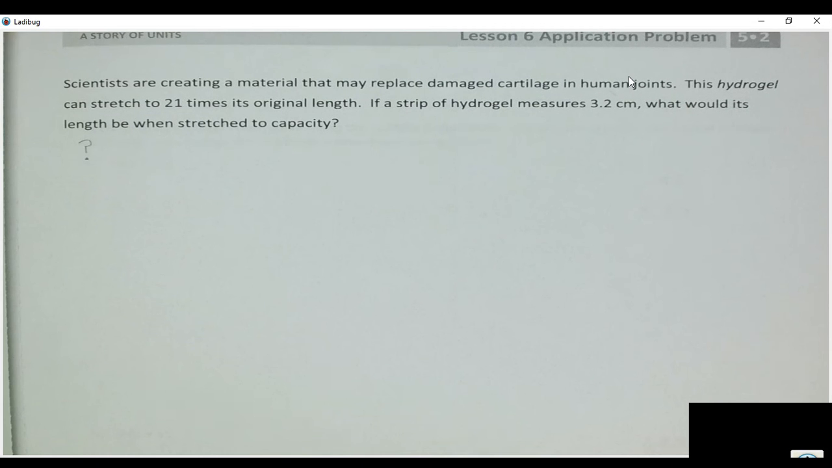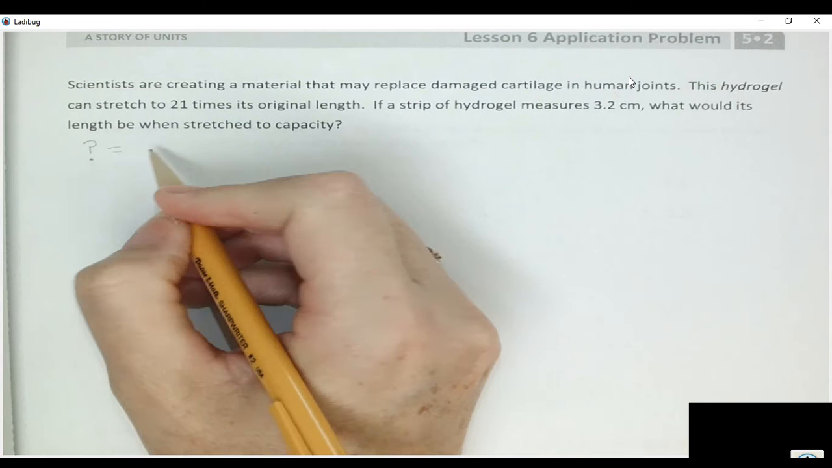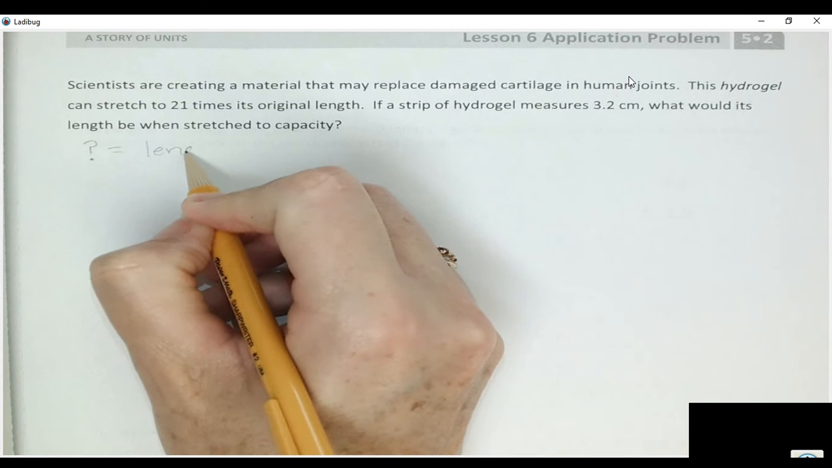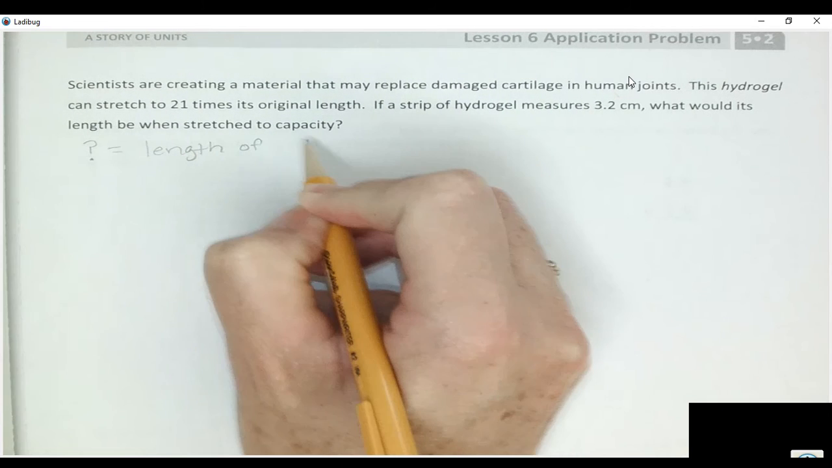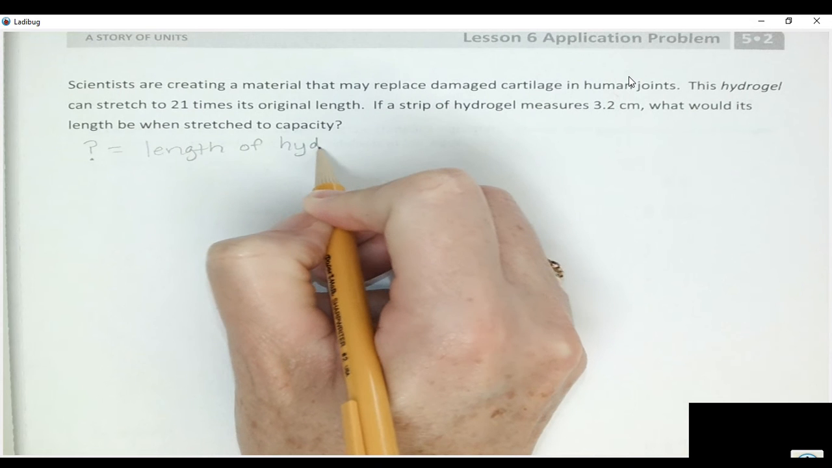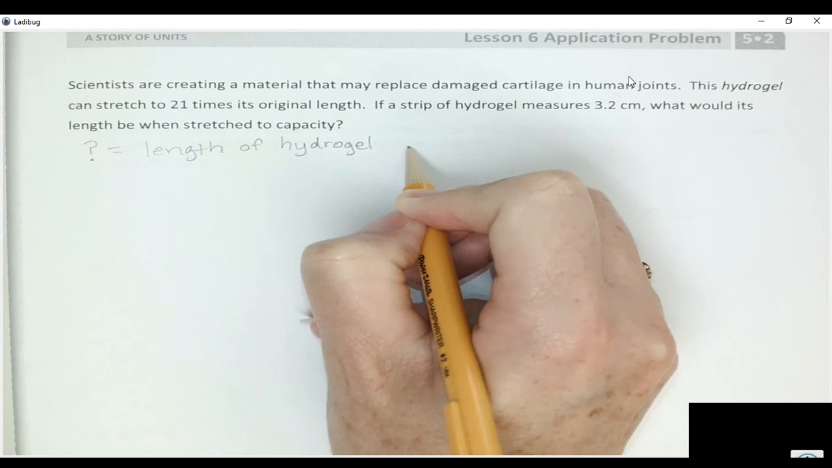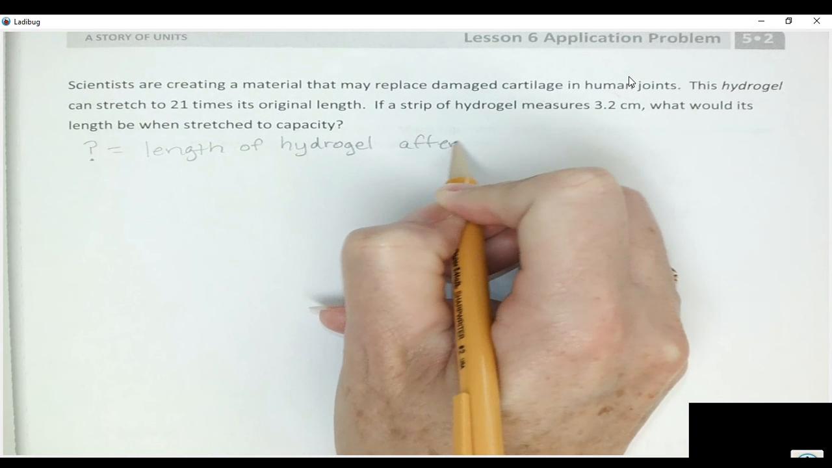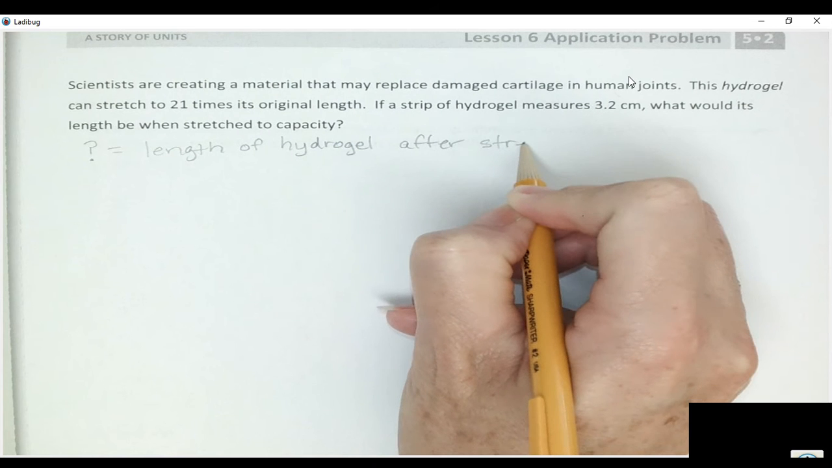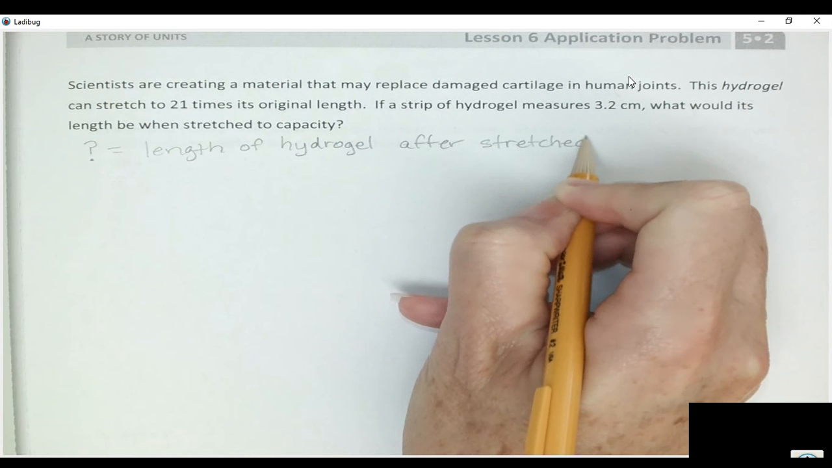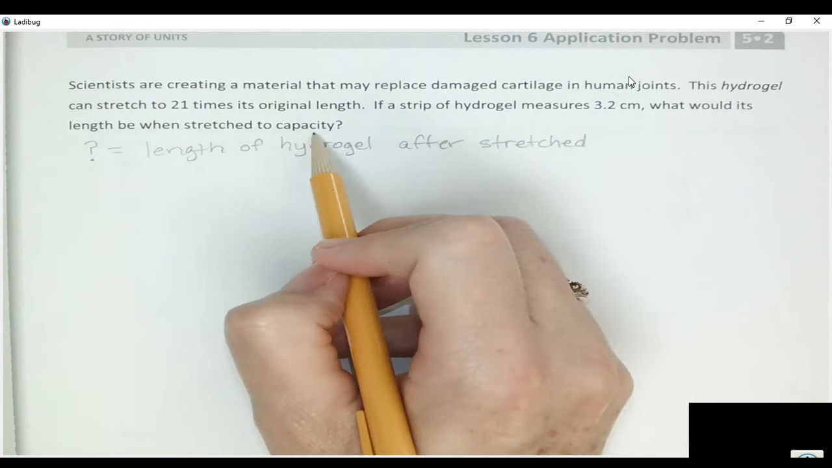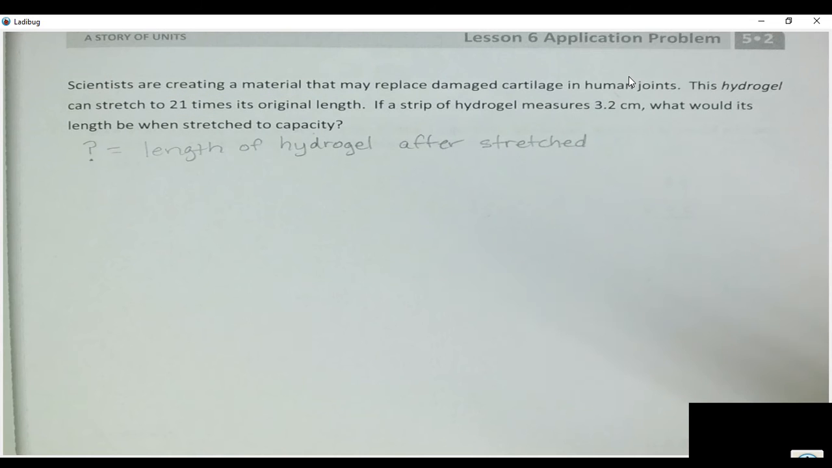So in today's application problem, the question is asking what would be the length of the hydrogel if it was stretched to its fullest capacity? So we want to know the length of the hydrogel after stretched. And stretched to capacity means stretched as far as it can go.